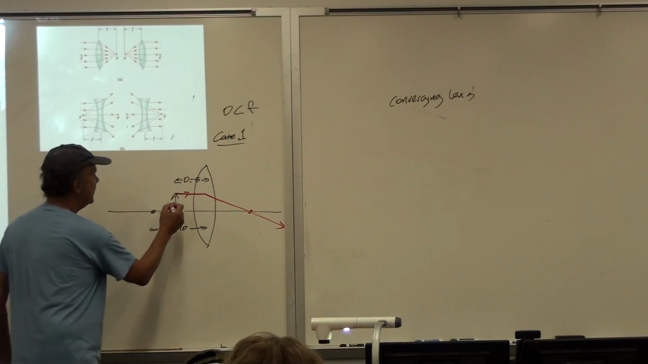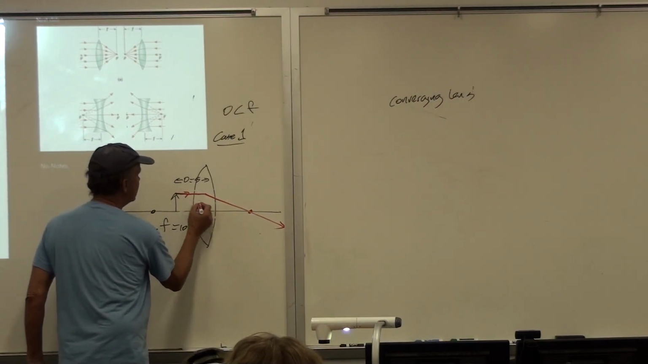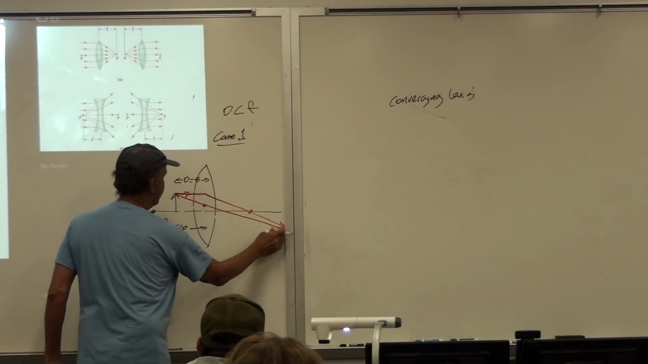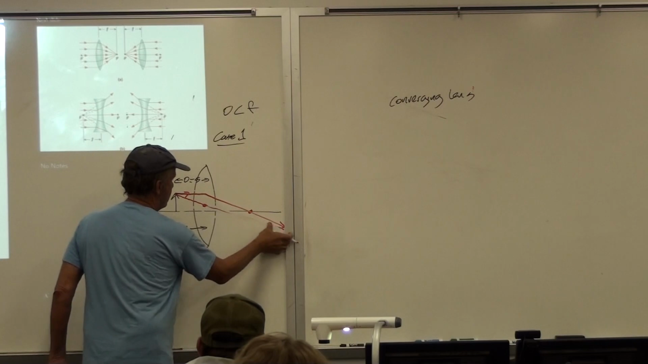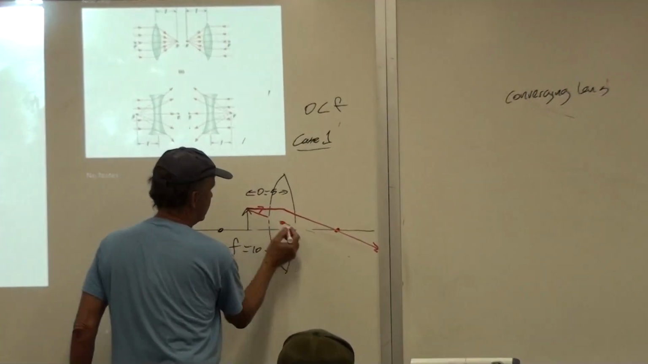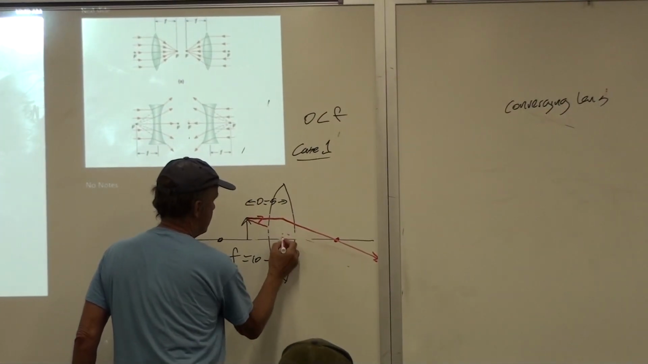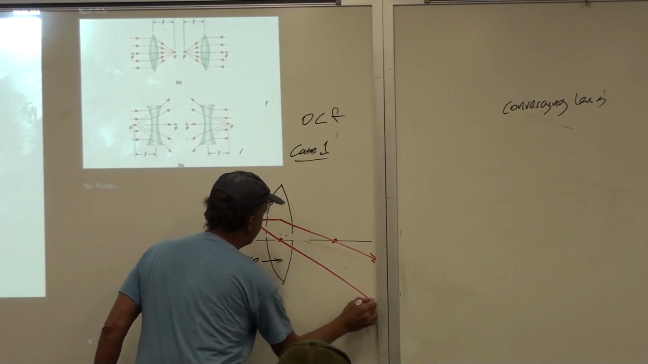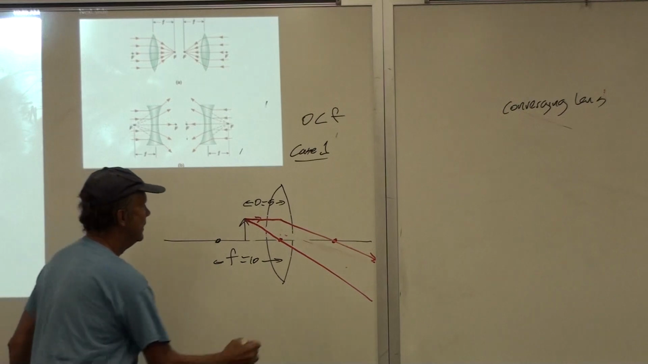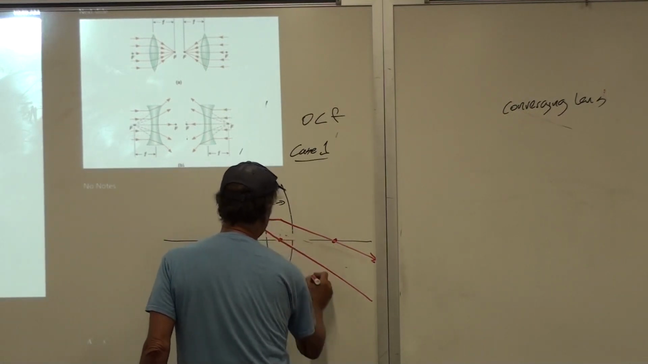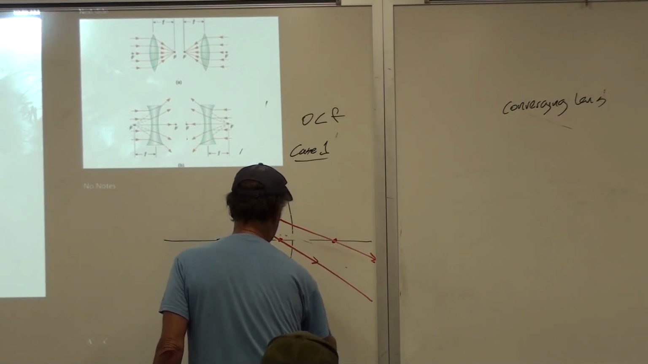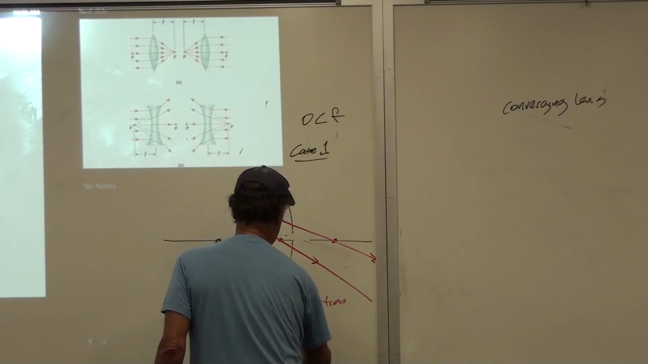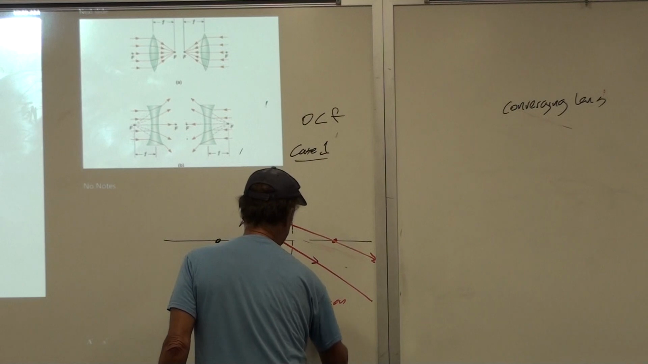A second ray that we can always draw is one that goes through the geometric center of the lens with no net deflection. Through the center of the lens with no net deflection. Okay, so there's no deflection for the ray that goes through the center. That's why it's an easy ray to draw.